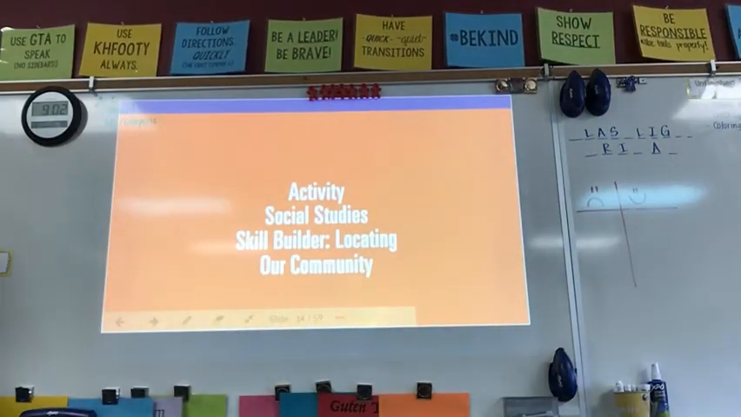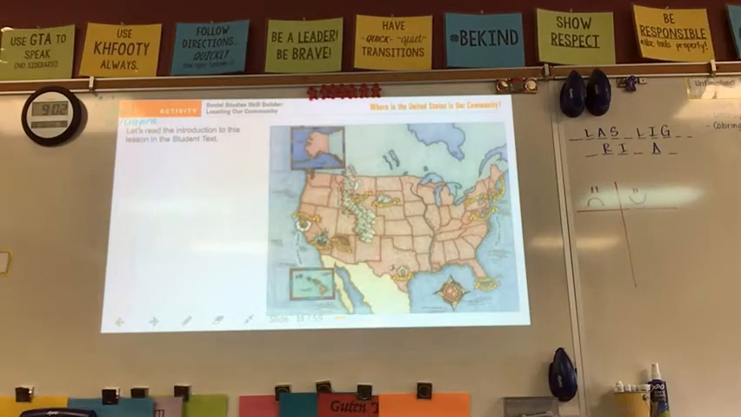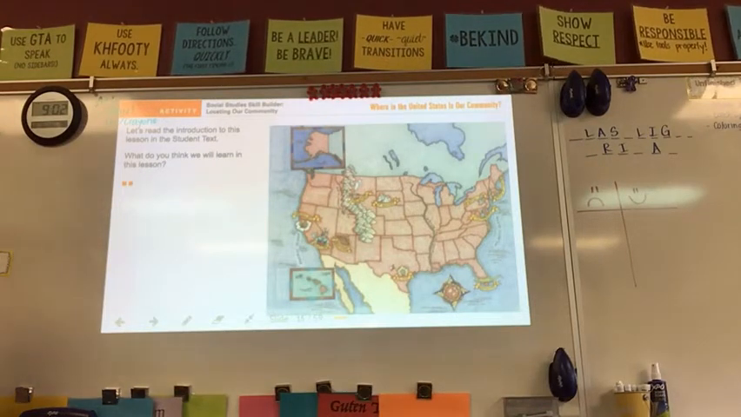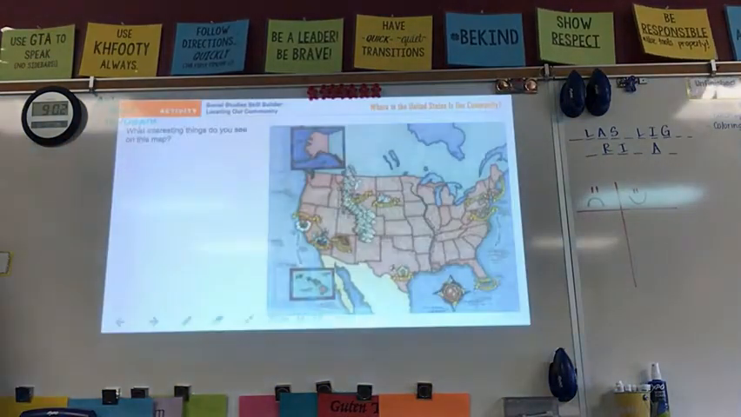Today, we are going to locate our community. So we looked at that map of the United States, and we're going to really zoom in on our community. We are going to read the introduction to this lesson in our student text. And I'm curious, who thinks they know what we're going to learn in this lesson? What might we learn about in the introduction if that section is called Locating Our Community?